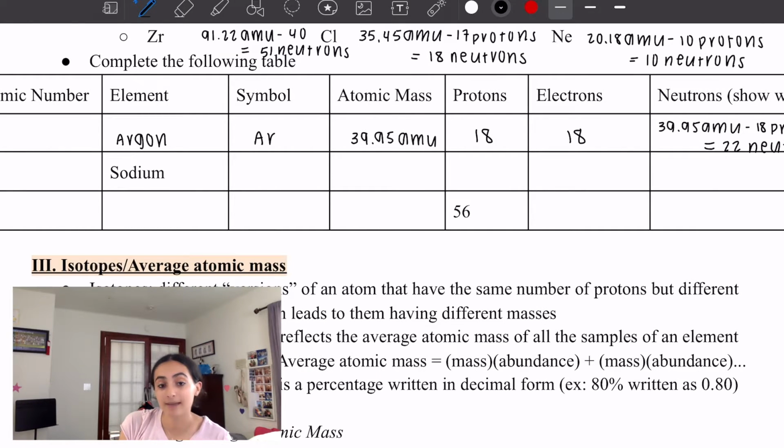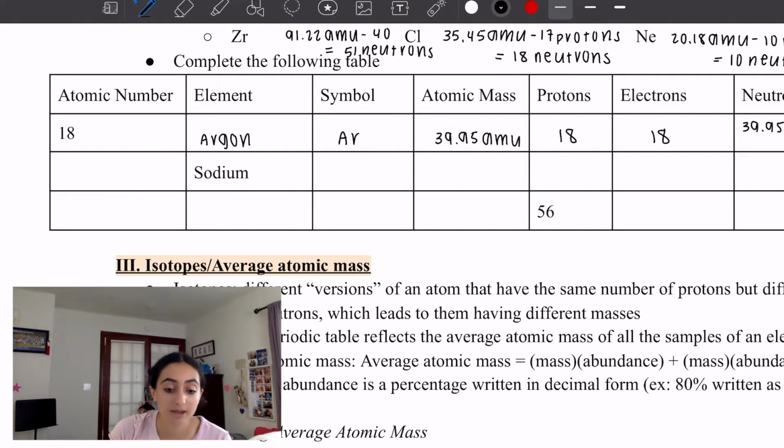Something about atomic mass, your periodic table might have 39.9 or 40 or something like that. It just depends on how far your table is rounding, but at the end of the day, you'll get the same amount of neutrons because you're rounding to the nearest whole number.